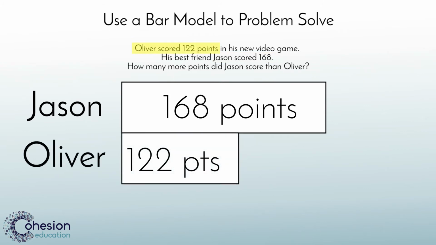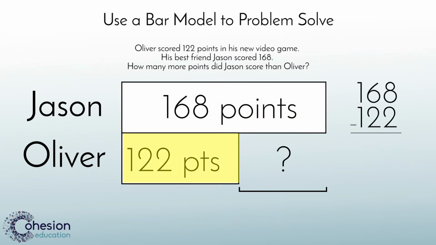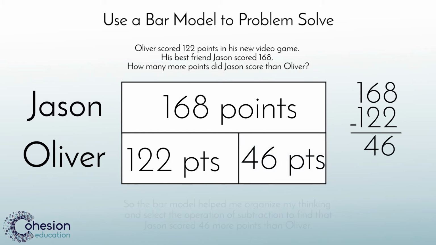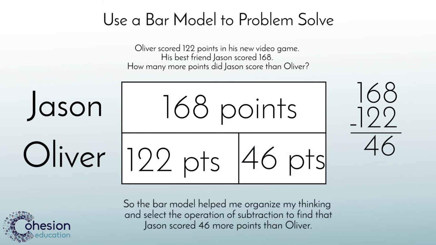We know the question is asking how many more did Jason score, so that tells me I need to subtract Jason's score by Oliver's score to find the answer. I'll use the place value strategy to calculate the answer. 168 minus 122 equals 46. So the bar model helped me organize my thinking and select the operation of subtraction to find that Jason scored 46 more points than Oliver.